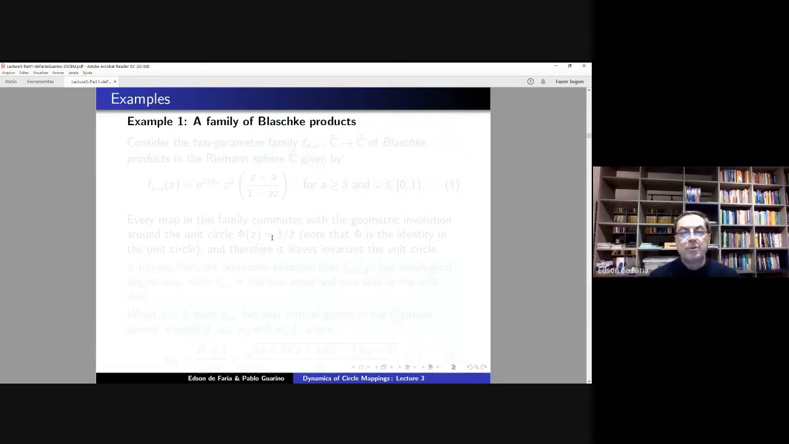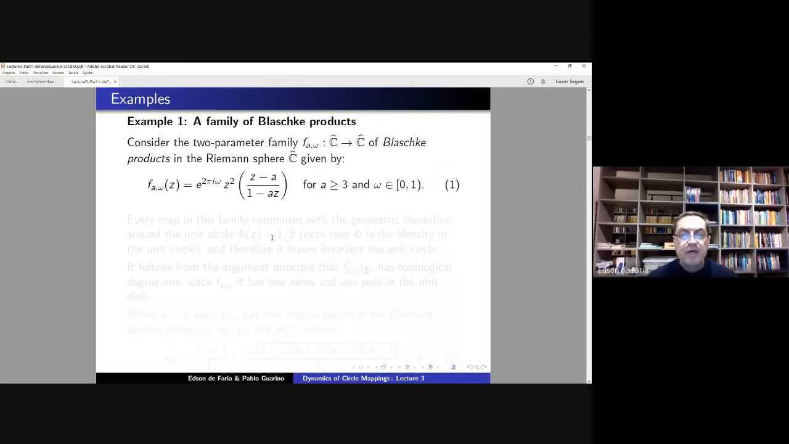The first example is coming from a family of Blaschke products. You can consider the following two-parameter family of analytic maps of the Riemann sphere. These are rational maps, of course. They're quotients of polynomials, but they're special. They're what we call Blaschke products. Blaschke products are precisely the rational maps of the Riemann sphere that preserve the unit circle.